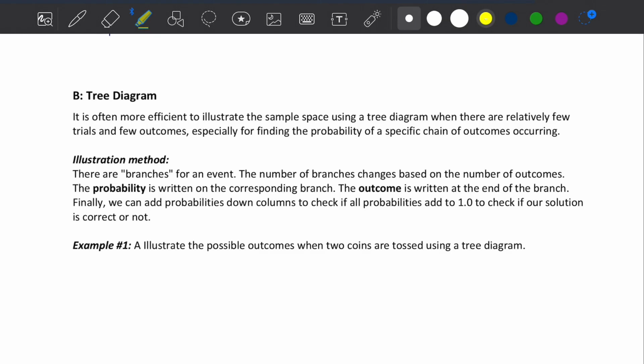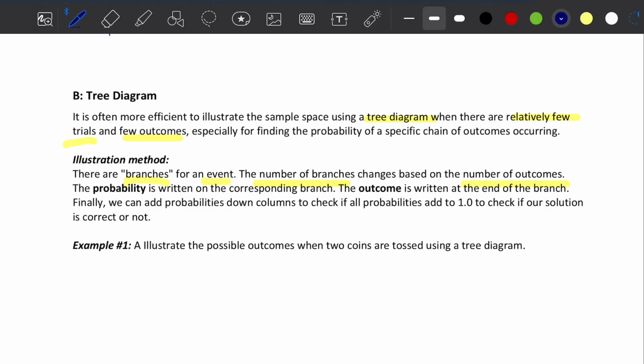Okay, then let's discuss the tree diagram. A tree diagram is another way to represent probabilities. It is more efficient to illustrate the sample space using a tree diagram when there are relatively few trials and few outcomes, especially for finding the probability of a specific chain of outcomes. The method uses branches for an event, and the number of branches is the number of outcomes.